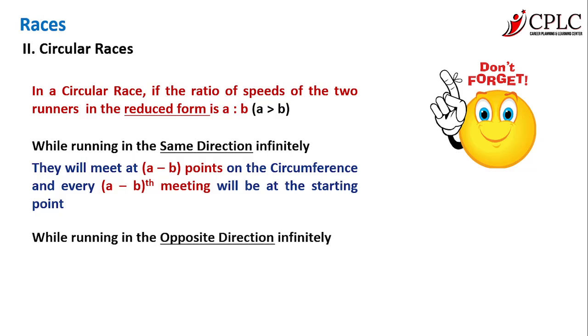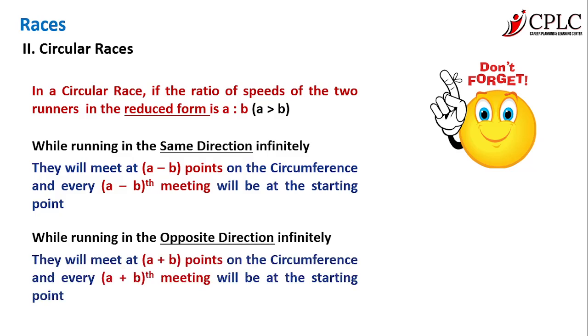And if it is the opposite direction, they will meet in A plus B points. That is, we have to add the ratio of speeds, and the last meeting will happen at the starting point. That is, every A plus Bth meeting will happen at the starting point. So those are the concepts that we need to remember when it comes to circular races.